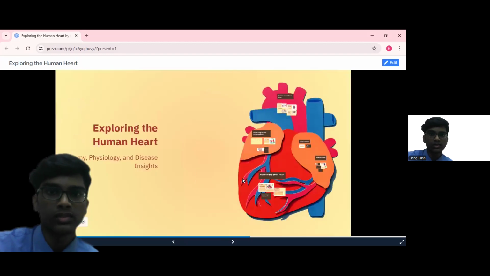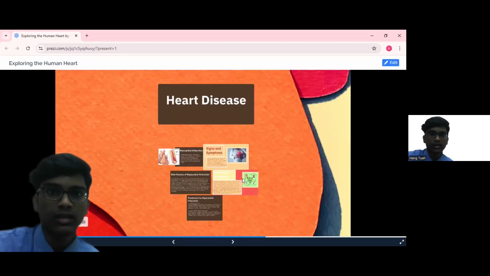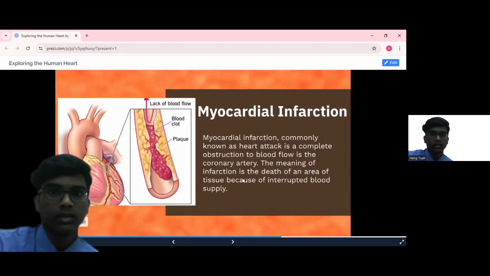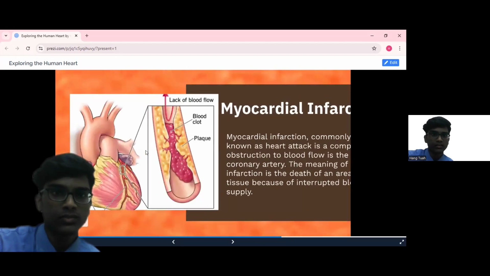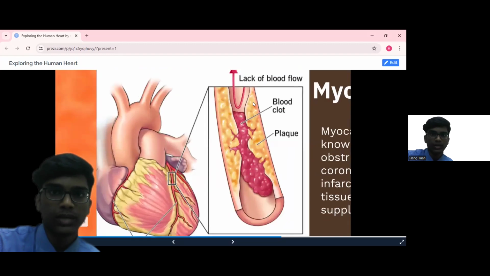The next we will be looking at heart disease. The most famous heart disease is myocardial infarction. Myocardial infarction, commonly known as the heart attack, is a complete obstruction to blood flow in the coronary artery. The meaning of infarction is the death of an area of tissue because of the interrupted blood supply. So as you can see in this picture, how the plaque buildup in the artery causes it to be obstructed.